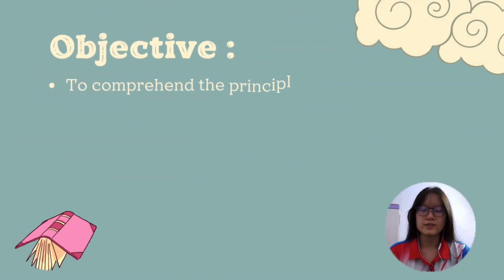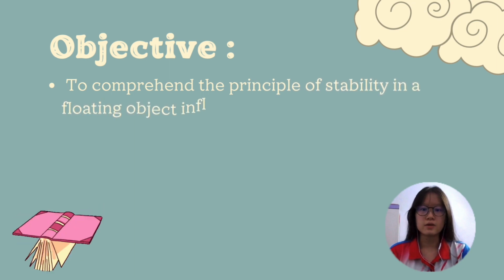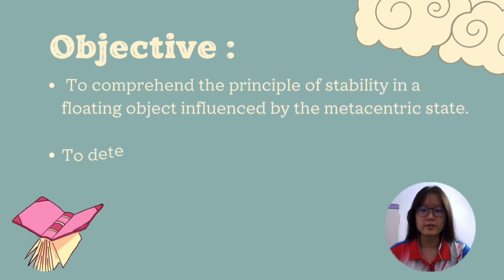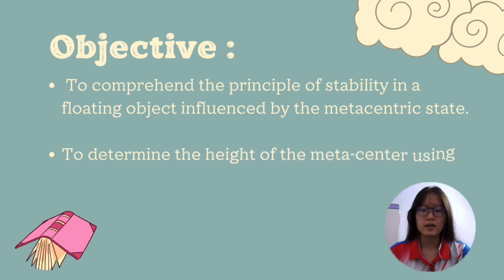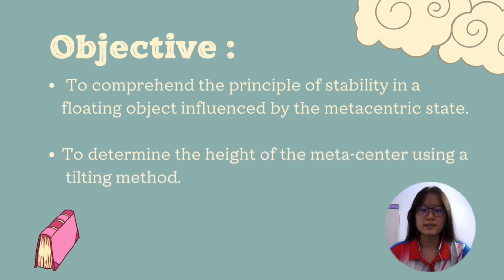The objective of this experiment is to comprehend the principle of stability in a floating object influenced by the metacentric state, and to determine the height of the metacenter using a tilting method.